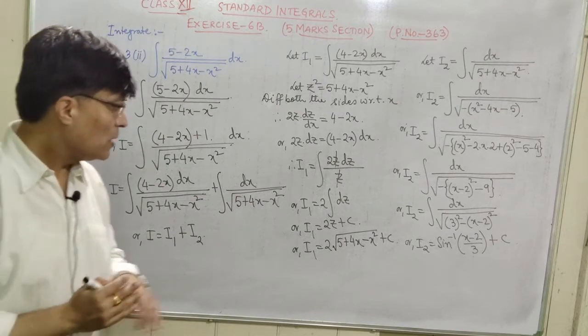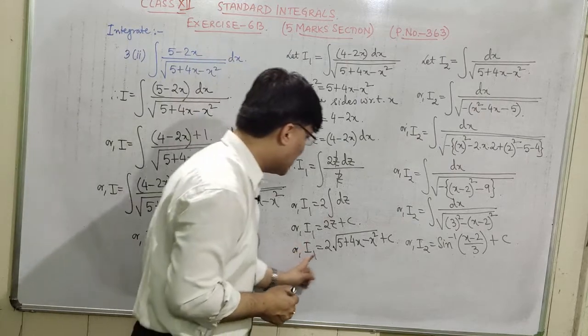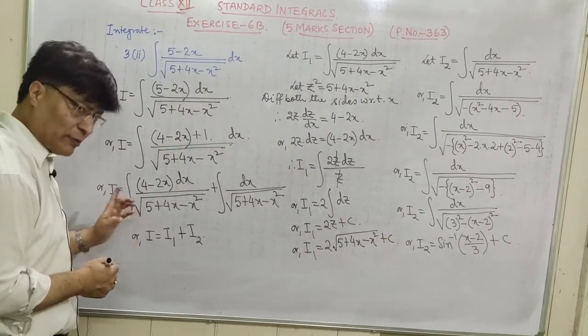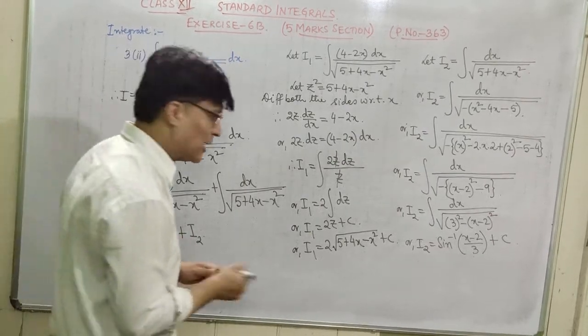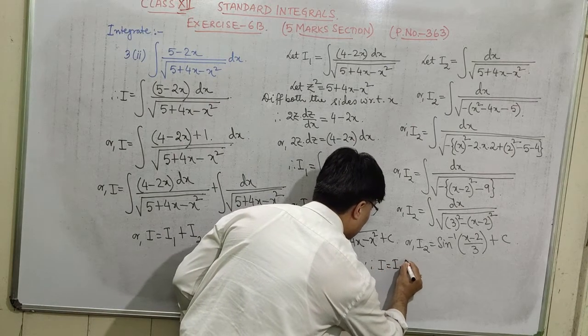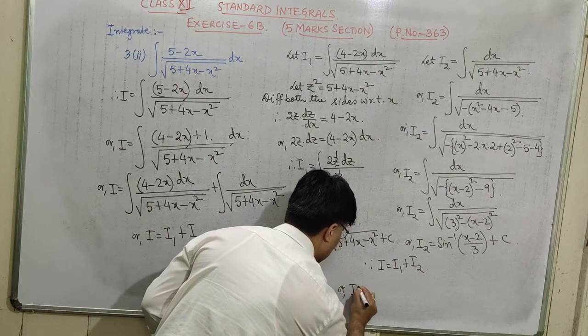Okay, so now what will you do in the next step? Let us put these values of I1 and I2 in I. So actually what is I? You have to get the value of I, that is the answer. So I is equal to I1 plus I2.